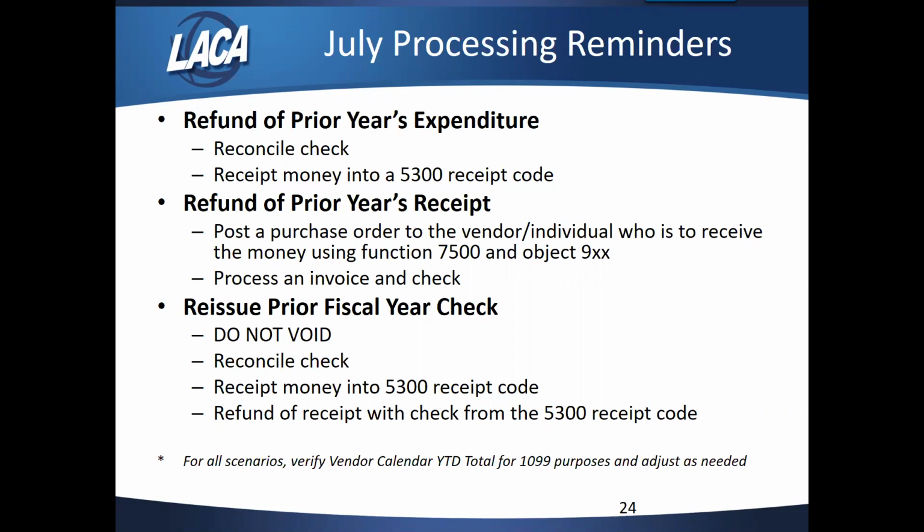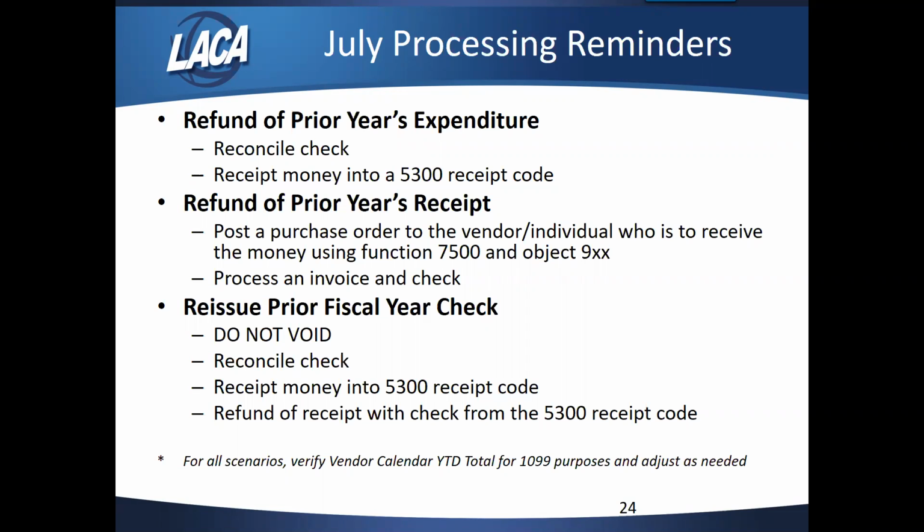a prior year's receipt. If you need to reissue a prior year fiscal check, you cannot void that prior fiscal year check. You instead have to reconcile it, receipt the money into the 5300 receipt code, and then process a refund of receipt from that 5300 receipt code. If you're dealing with any of this in July, or maybe you've even recently dealt with it, we've had a couple questions recently where people were working on FY19 issues that they were trying to clean up.